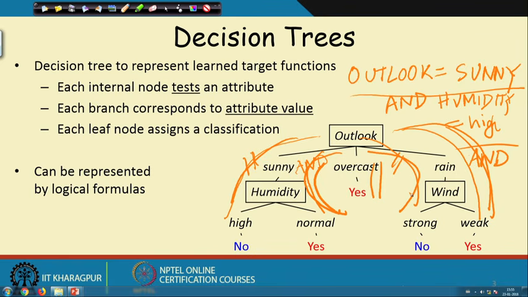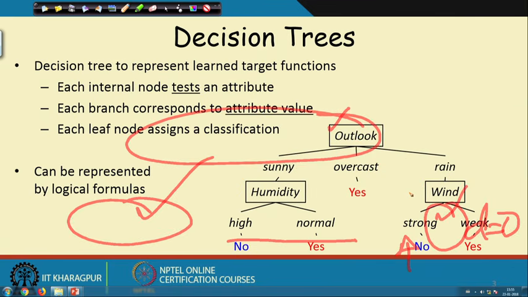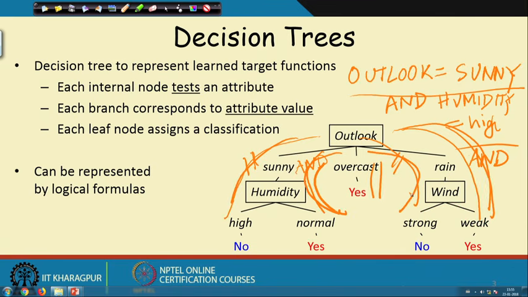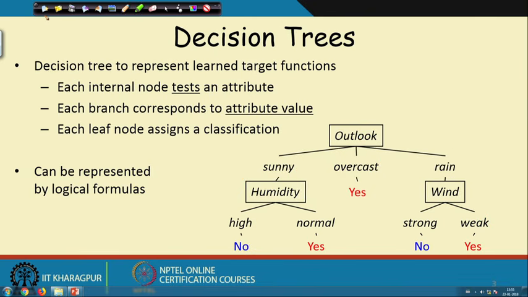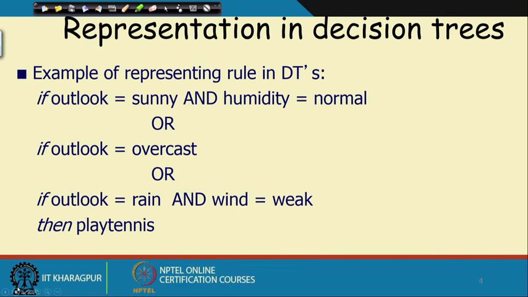So, I can write equivalent logical rules for this. Let me give you one more small example. Suppose I have this.